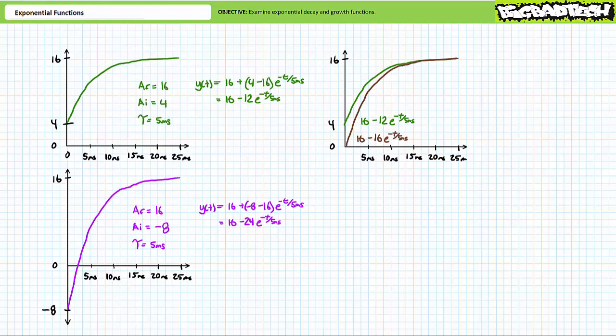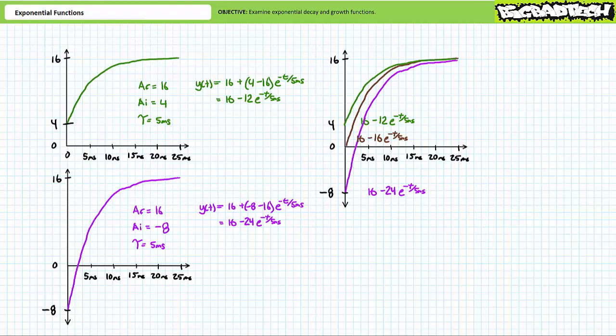Substituting these values into the more comprehensive growth function yields y of t equal to 16 plus negative 8 minus 16 times e to the negative t over 5 milliseconds. Negative 8 minus 16 is minus 24, which leaves 16 minus 24 times e to the negative t over 5 milliseconds. Compare and contrast our two previous plots with that of growth from negative 8 to 16 over the same time span of 25 milliseconds.